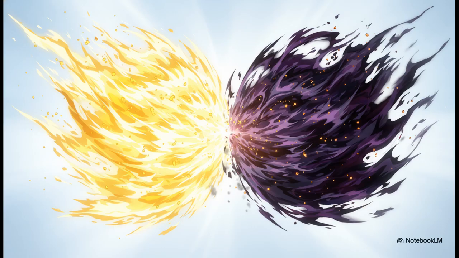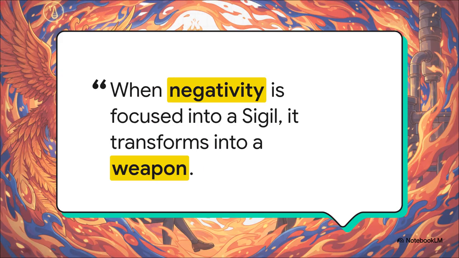Because of that rule, the generation of the golden blaze will actively nullify the destruction of the black inferno. To really grasp what the black inferno of destruction is all about, there's this fascinating line from the source material. When negativity is predominantly focused into the development of a sigil, it transforms into a cursed weapon with the ability to inflict debilitating stats upon its user.